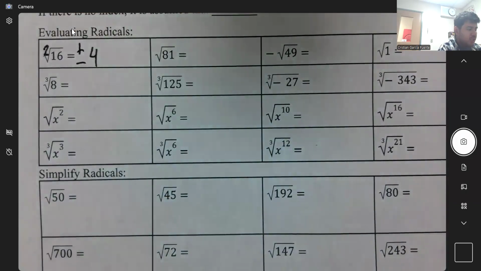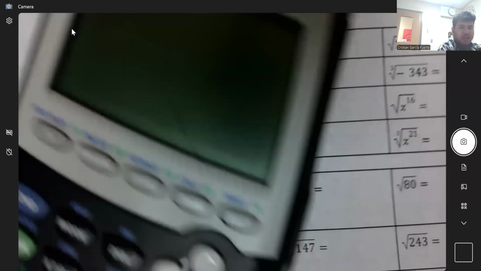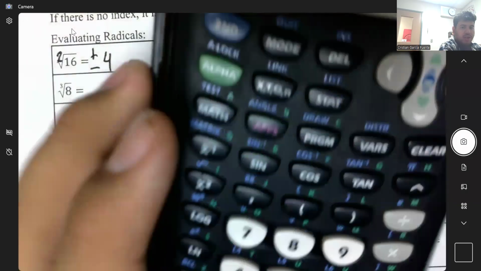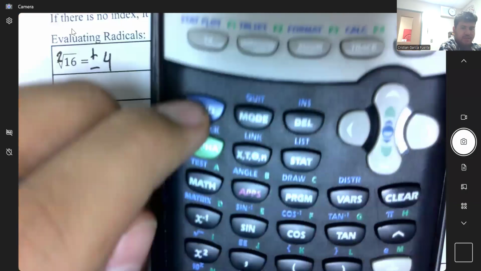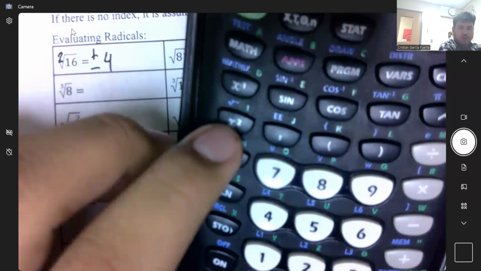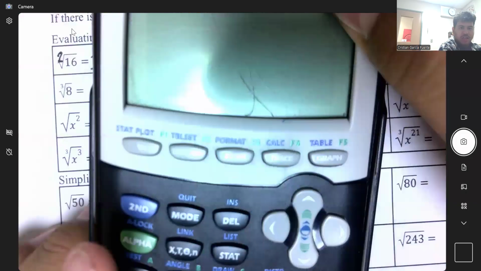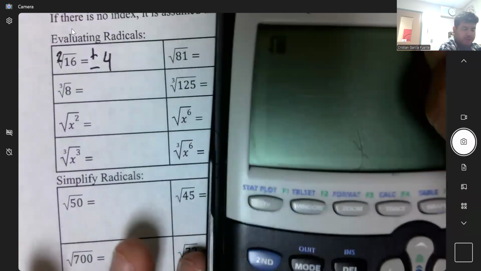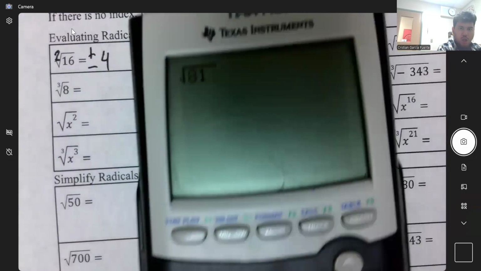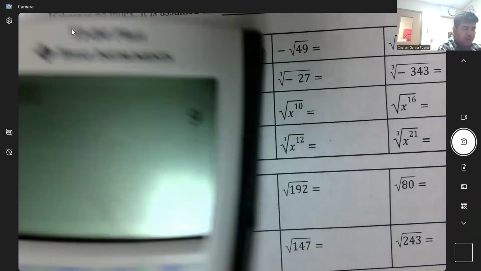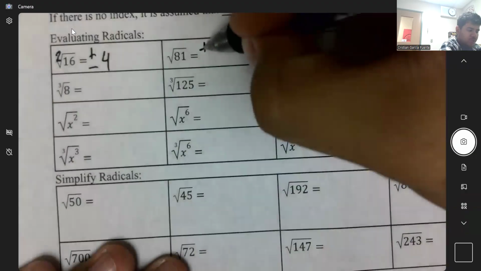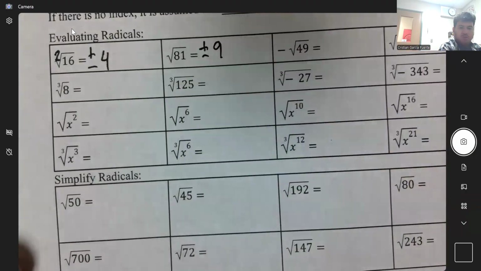The second way is you could just go to your calculator. You click second first, then go to the x squared button, and it's going to give you that radical, and then just put in the number that you want. So 81, press enter, and it gives us 9. Remember, always put a plus or minus.